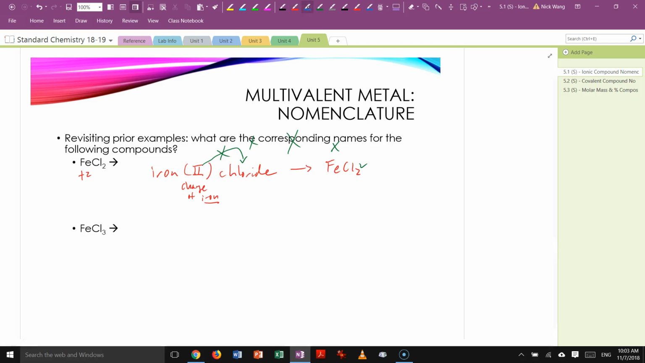The second one, FeCl3. Again, it starts off the same way, where it's going to be iron, and then it's going to have the chloride. But now, because I know this is a multivalent metal, it's an iron, that's something that appears in the middle of the periodic table there.